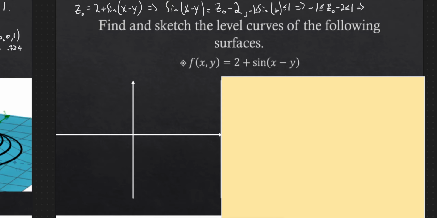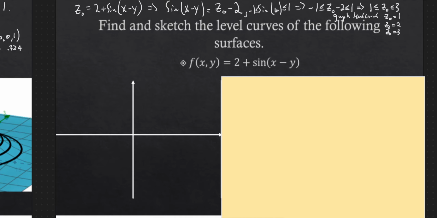And that tells me that z naught, adding 2 to all sides of this, I get z naught has to be between 1 and 3. So we might go by 0.2s if we want 10 level curves. I'm going to graph the level curves. I'm just going to do 3 sets, and we'll see why. I'll do z naught equal 1, z naught equal 2, and z naught equal 3. So just 3 curves.